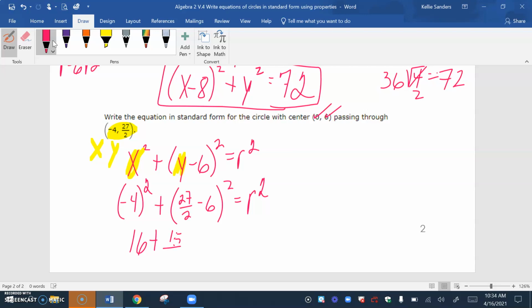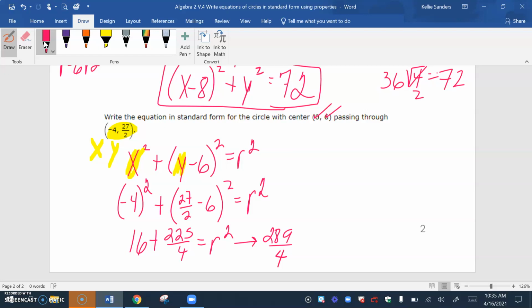Oh, back it up, because I forgot we were going to square them, right? So then I square that: 225 over 4 equals r squared. And then I'm going to add those two together and get 289 over 4. Now, if I was asking what the radius is, the radius would be the square root of 289 over 4. So it would actually be 17 over 2.